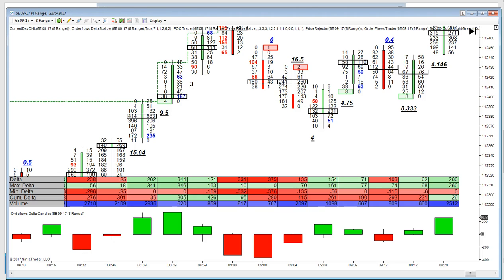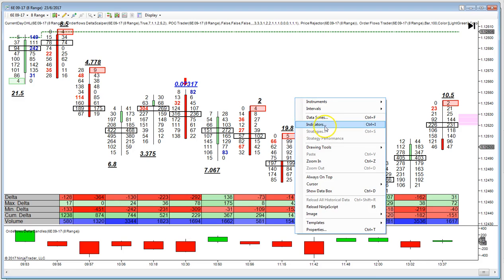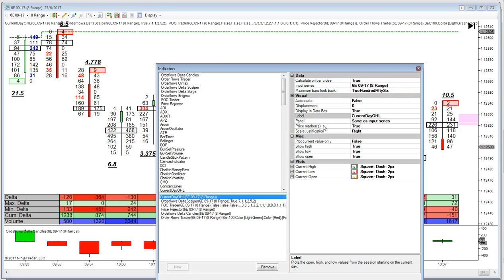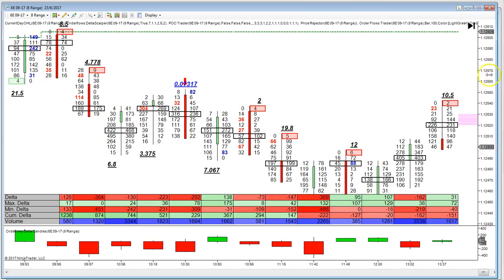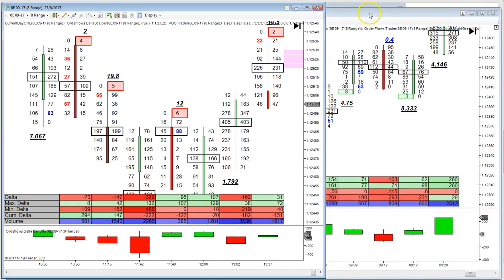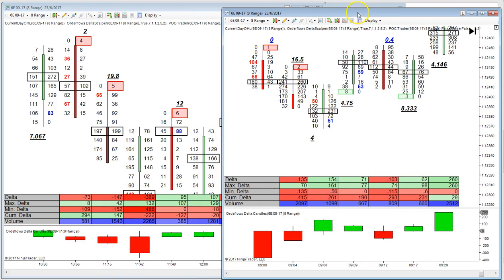Now, I've got another euro currency chart here. This chart shows imbalances. This is the same chart. It's an 8 range chart. And you'll see I have this imbalance setting set at 1 here. Okay, so it's basically going to show me every imbalance that's going to appear. So I'll just put these two charts side by side so it's a little bit easier to see.